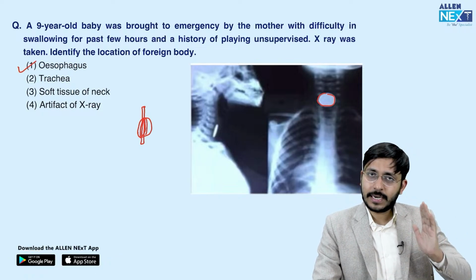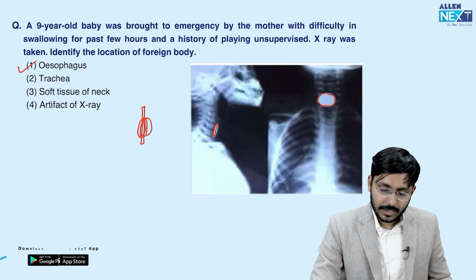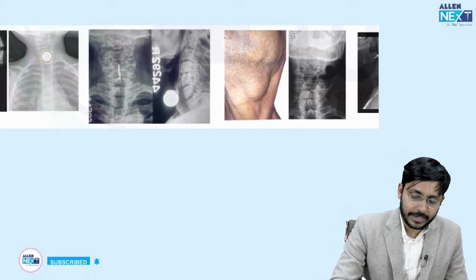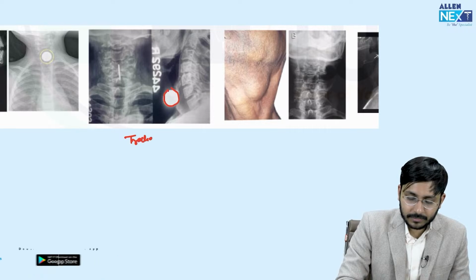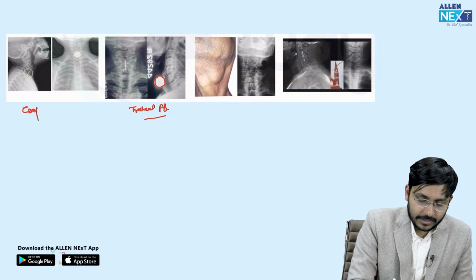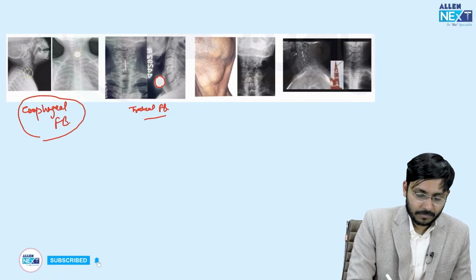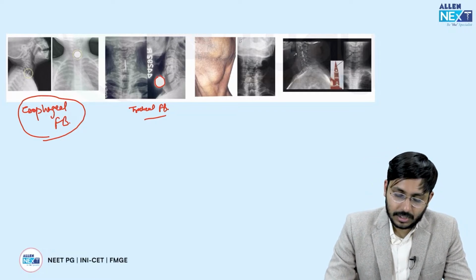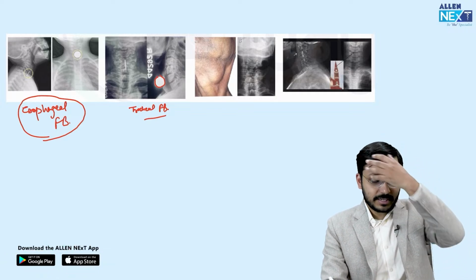On the lateral X-ray, an esophageal foreign body will be visible end on, and a tracheal foreign body like this, a tracheal foreign body, will appear big round. So this is a tracheal foreign body, and this is an esophageal foreign body, correct?